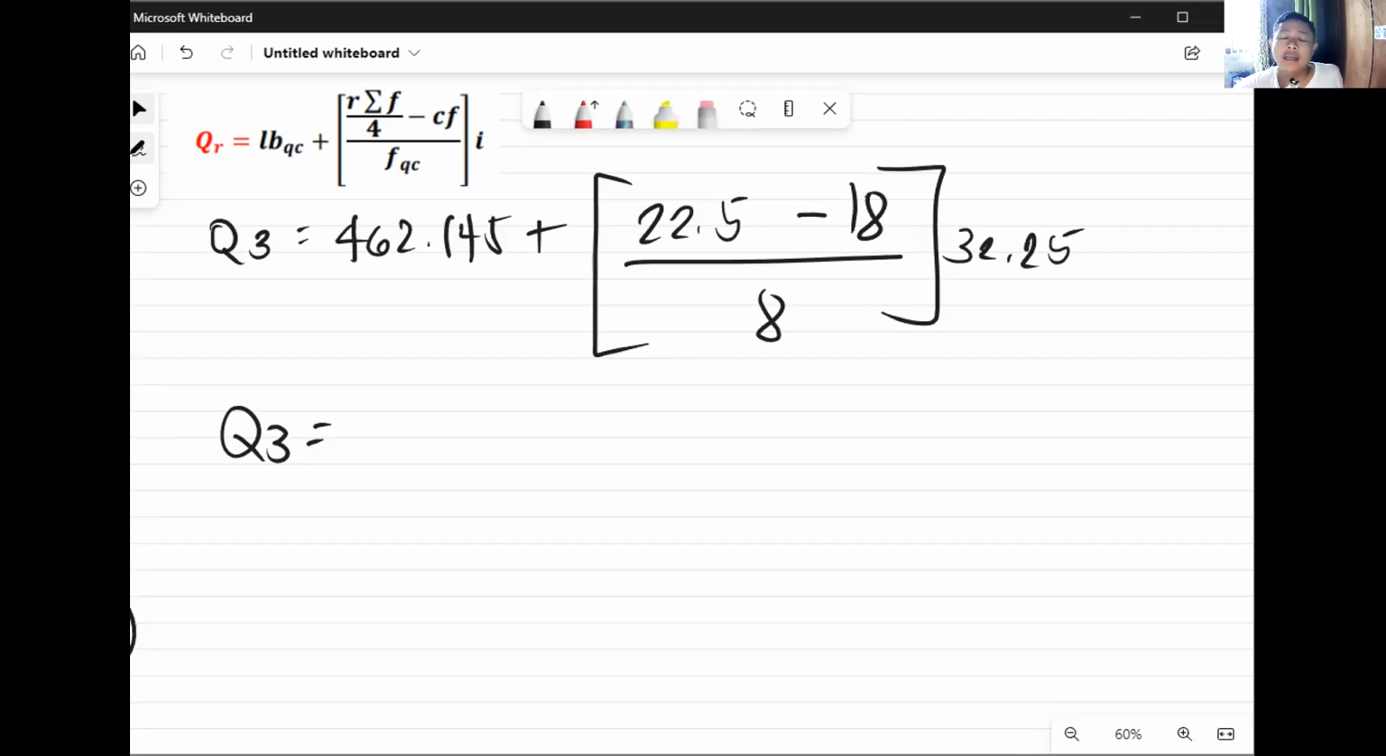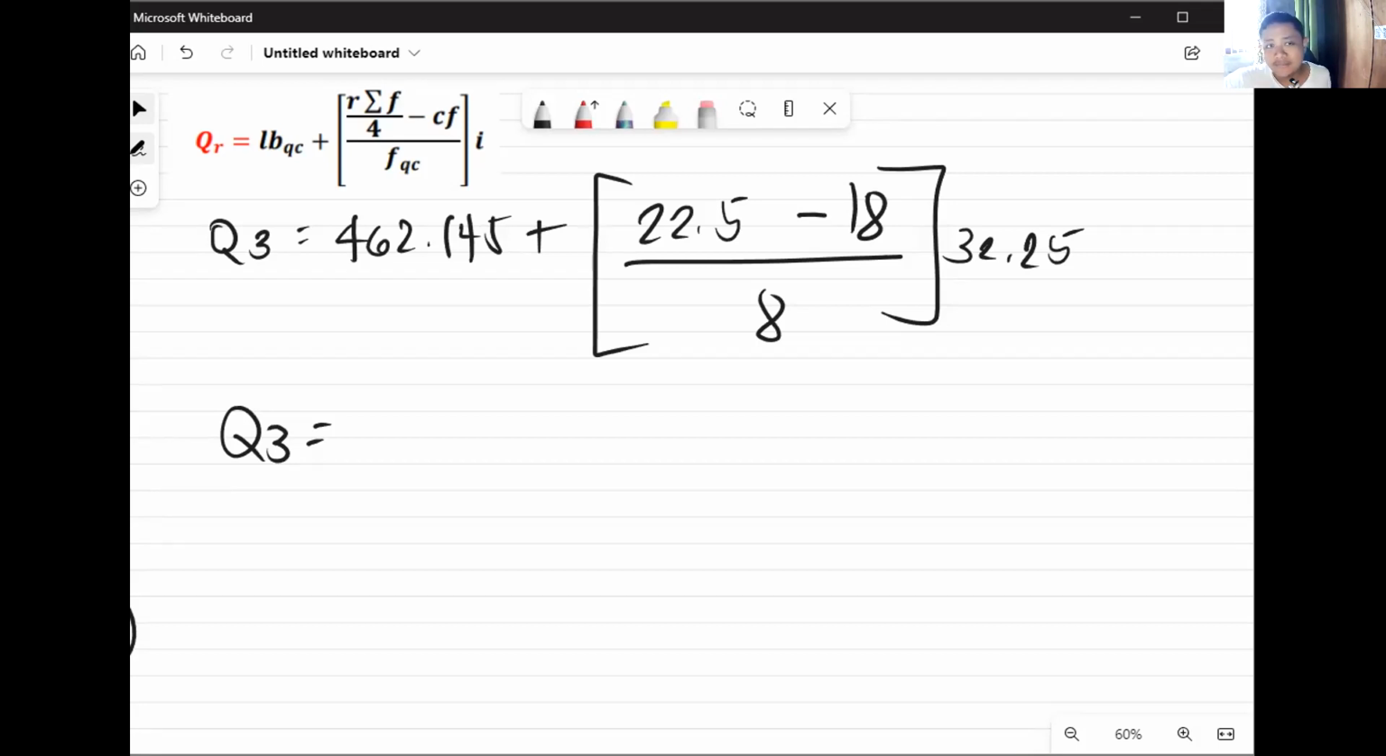Halimbawa, use i is equal to 5 or i is equal to 7. Parang ganon. There are instances naman na in the given, we are already asked to use this interval. Ayun, so may mga ganong processes. What we did a while ago was from scratch. So kung walang ibang instruction, then that's what we need to do.